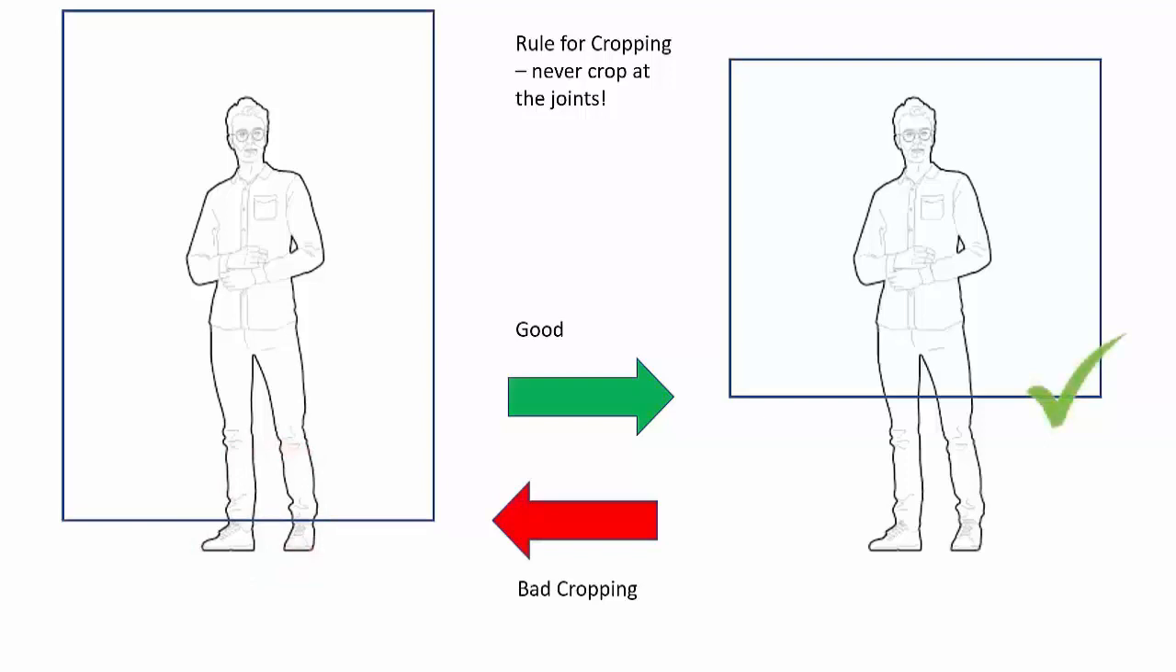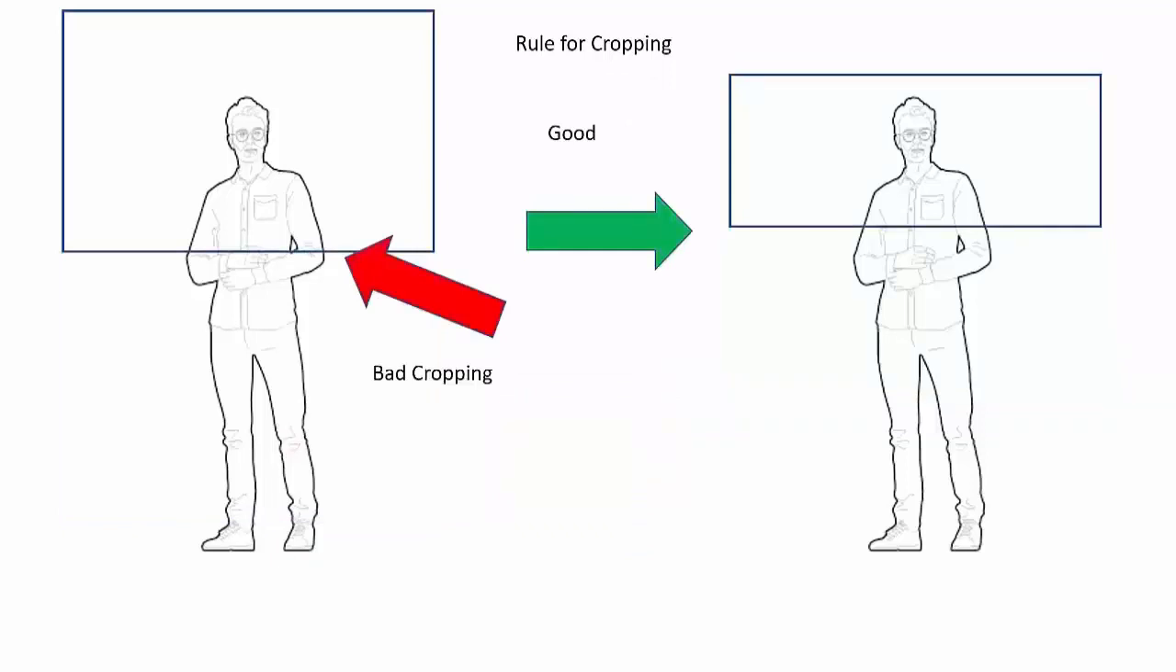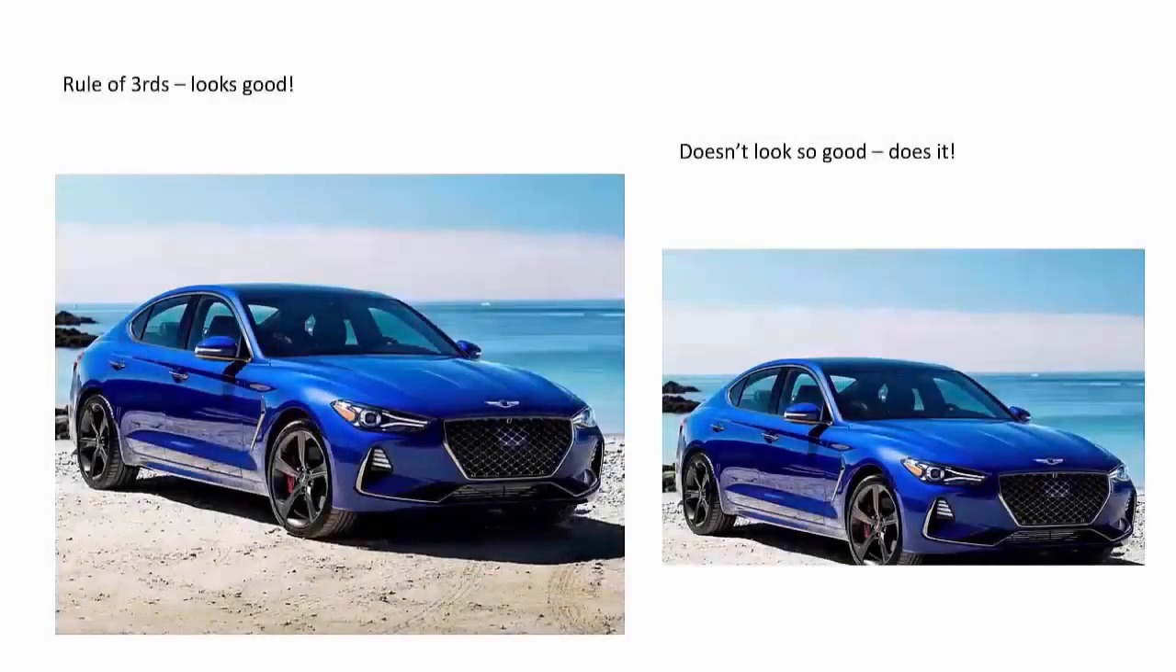This is very acceptable. Over here, we can see on the left, he's been cropped in the elbows. Not good. And over on the right, we see he's cropped between the elbow and the shoulder. This is good framing for cinematography or any kind of photography. I'm going to show you a couple of examples of good and bad cropping.